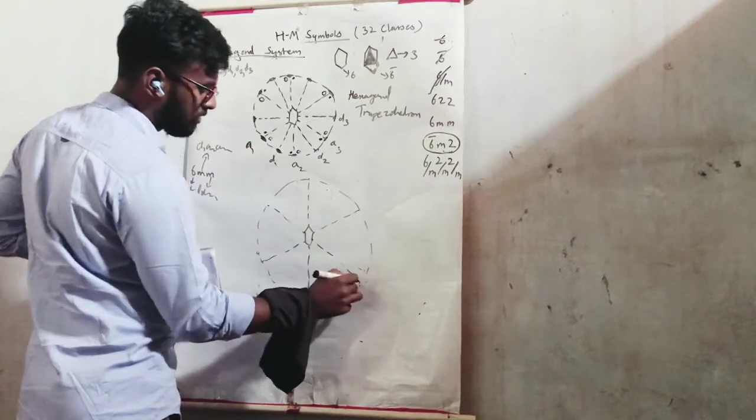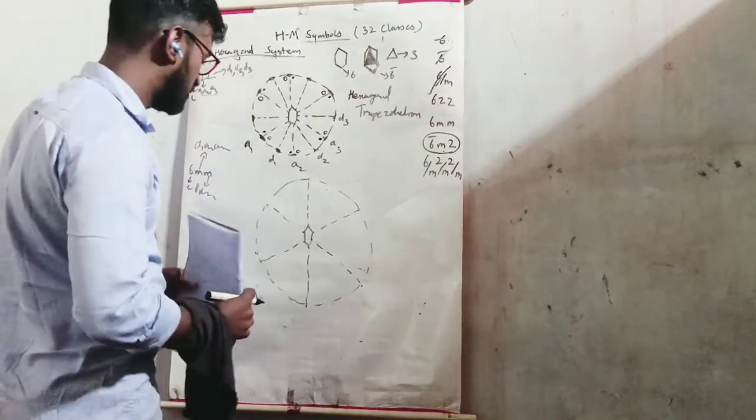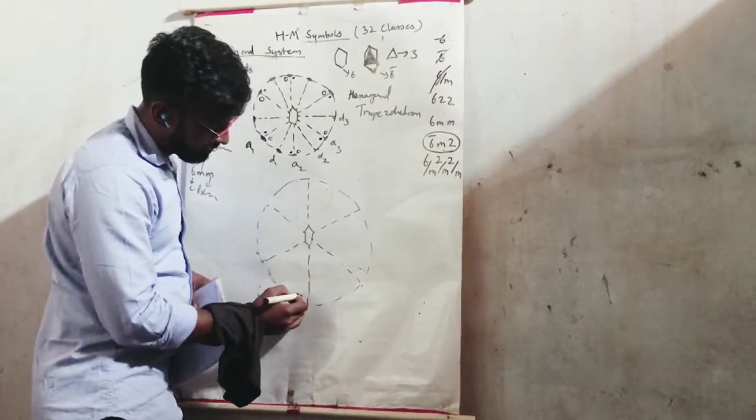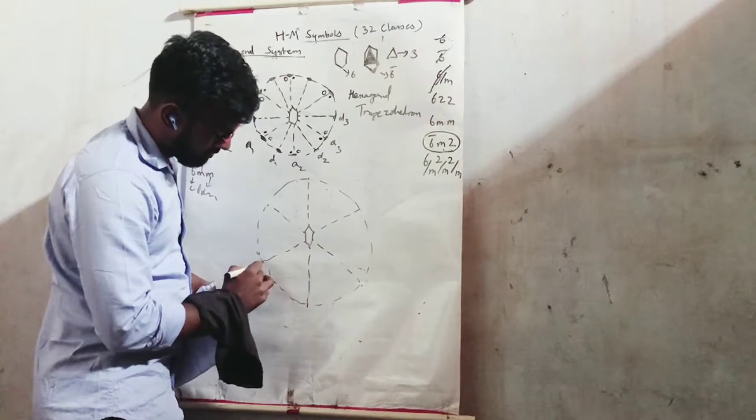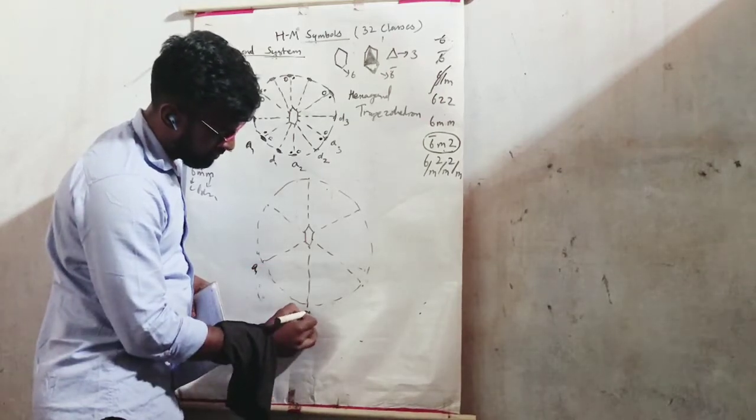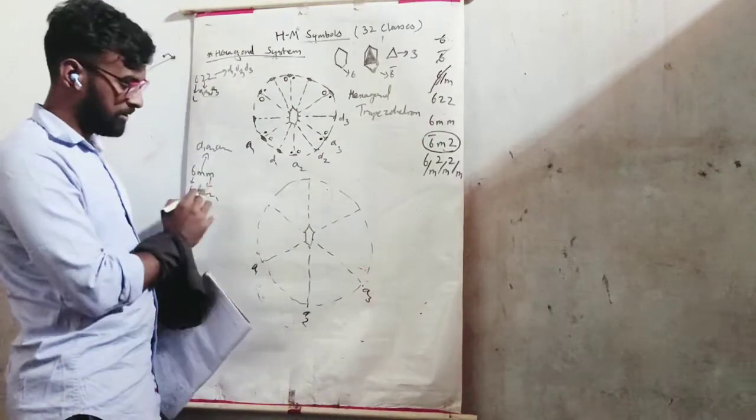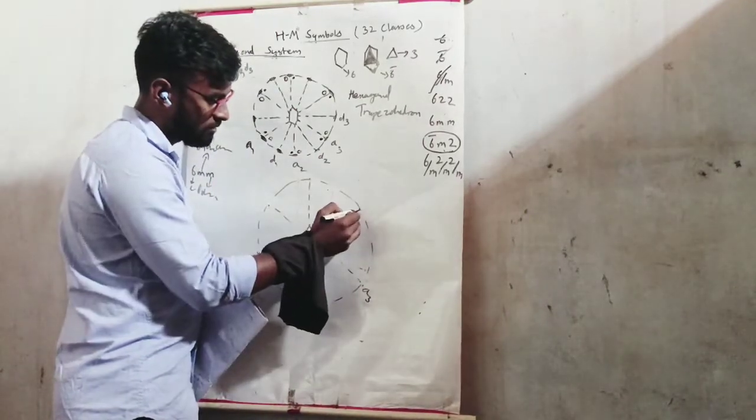So we will not make the diagonals first. First we will see the operation about this 6-fold axis. So this is A1, A2, A3. These are all mirror planes, so we will have solid lines.